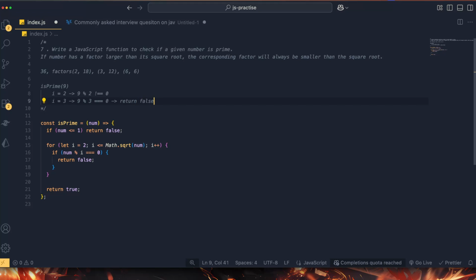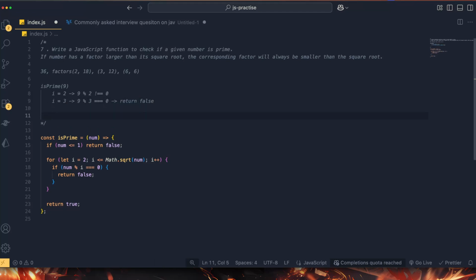Okay, so if the loop finishes without finding any divisors, which means that number is a prime number. It means no number divides that particular number, unless the number is 1 or the same number itself, then it's a prime number. That's how we are figuring out that particular number.